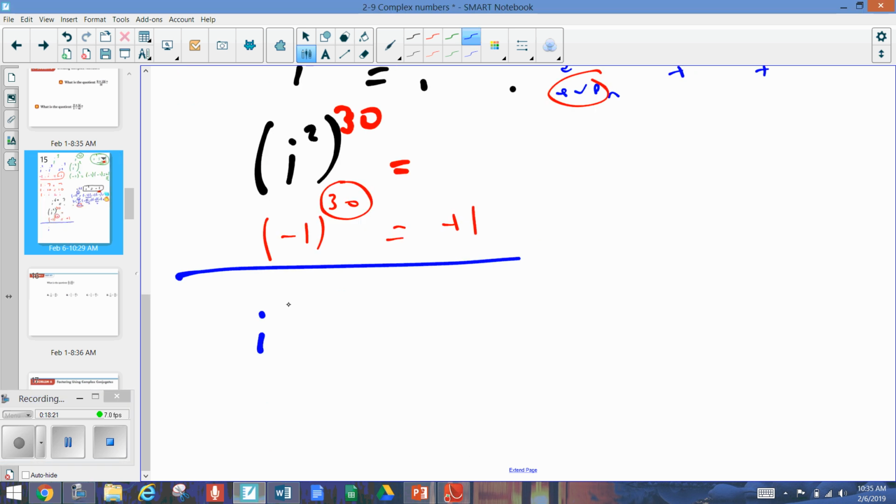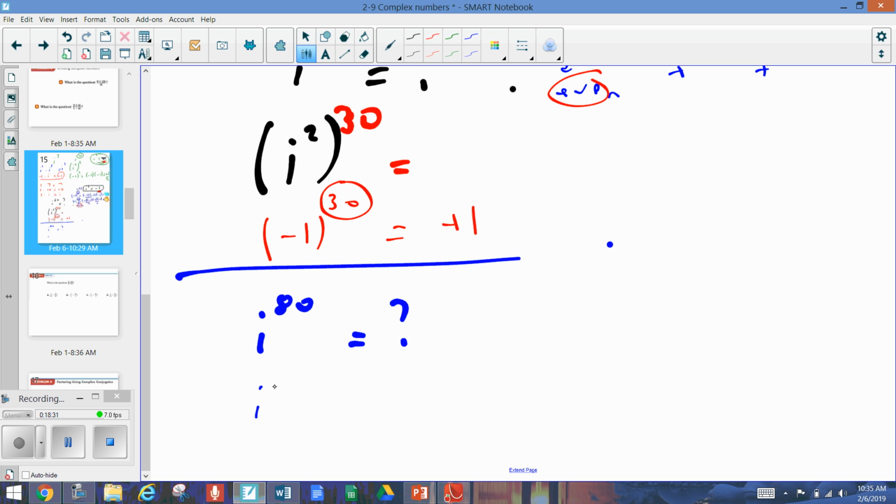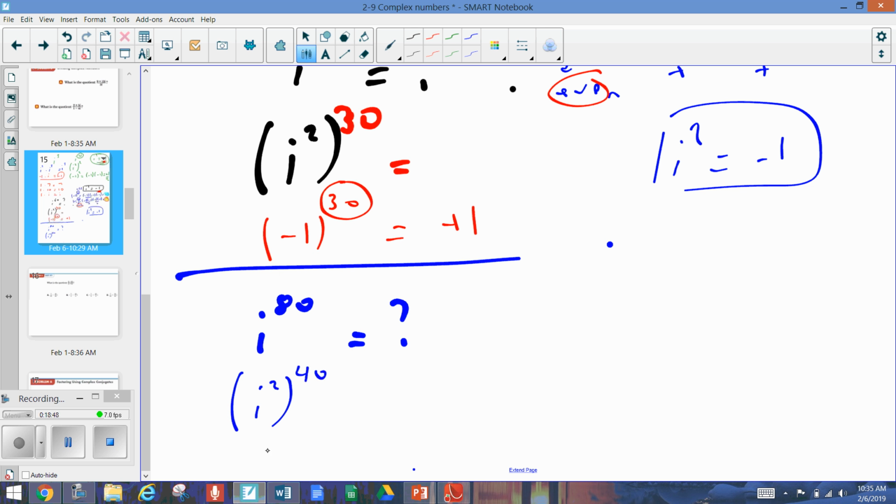Next, I to the power of 80. The answer is 1, correct. Because we'll write this in terms of I squared. Why am I doing that? Because I only know the result of I squared, so that's why I have to use it. I squared to the power of what makes 80? I squared 2 times what makes 80? Now, what is I squared? Negative 1 to the power of 40. Done.